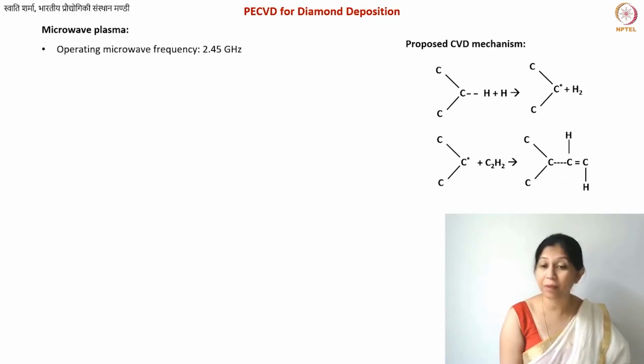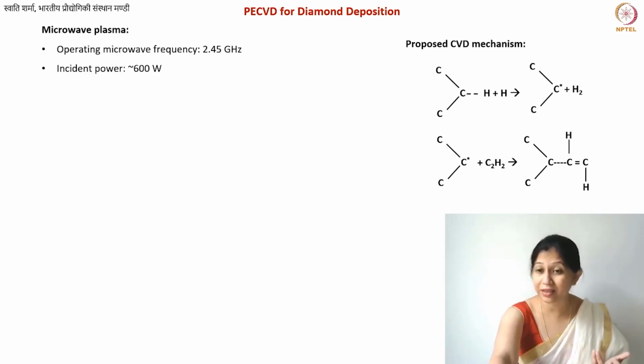Let's first talk about the parameters, as I mentioned before. So the operating microwave frequency typically is 2.45 gigahertz, and the incident power is about 600 watts. You can imagine that 600 watts is a pretty high power for plasma. Typical etching processes are performed at 50 to 100 watts. So these are when you use it in microfabrication and so on.